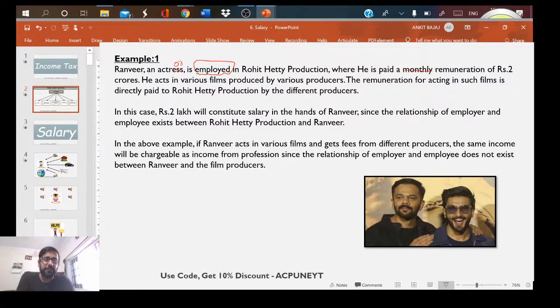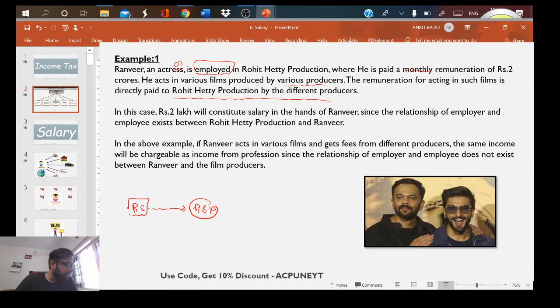He acts in various films produced by various producers. The remuneration for acting in such films is directly paid to Rohit Shetty production. So what does it mean? Ranveer Singh is employed under Rohit Shetty production. So he has to work according to Rohit Shetty. Whatever instruction Rohit Shetty provides, he has to work accordingly.